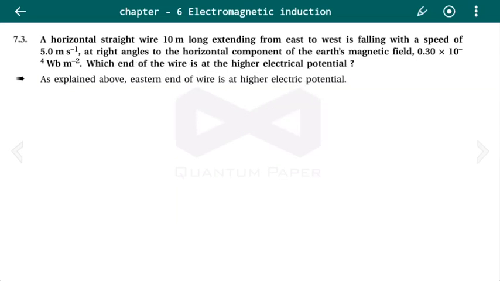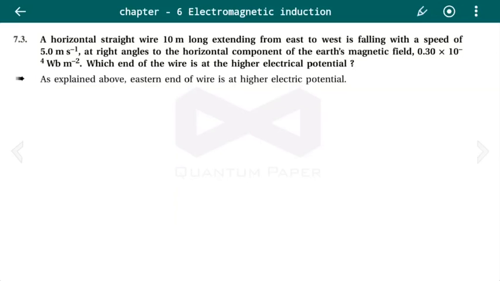Now third part of the seventh numerical. A horizontal straight wire 10 meter long extending from east to west is falling with a speed of 5 meter per second at right angles to the horizontal component of the Earth's magnetic field, 0.3 into 10 raised to minus 4 Weber per meter square. Which end of the wire is at higher electric potential?